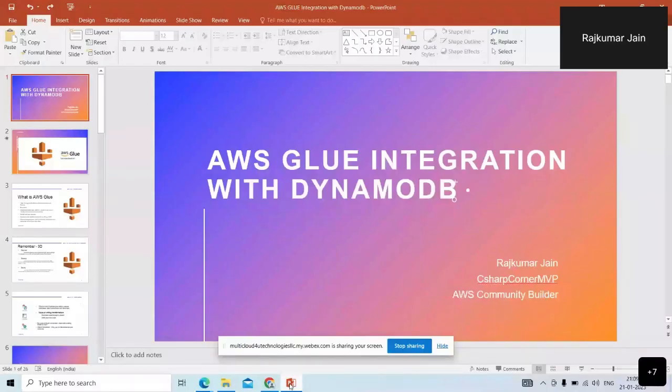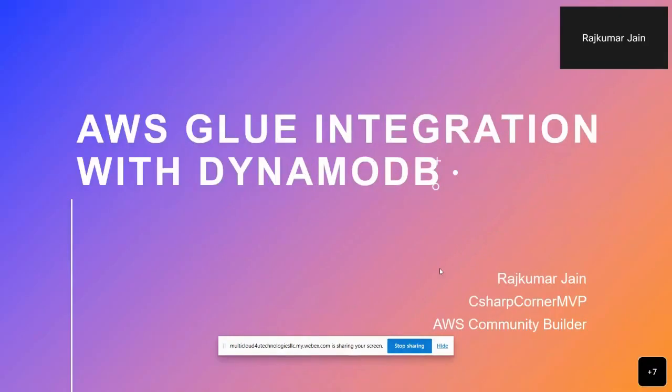So hello friends, myself Rajkumar Jain. I am an AWS community builder and the C Sharp Corner MVP. So today we will start with AWS Glue.